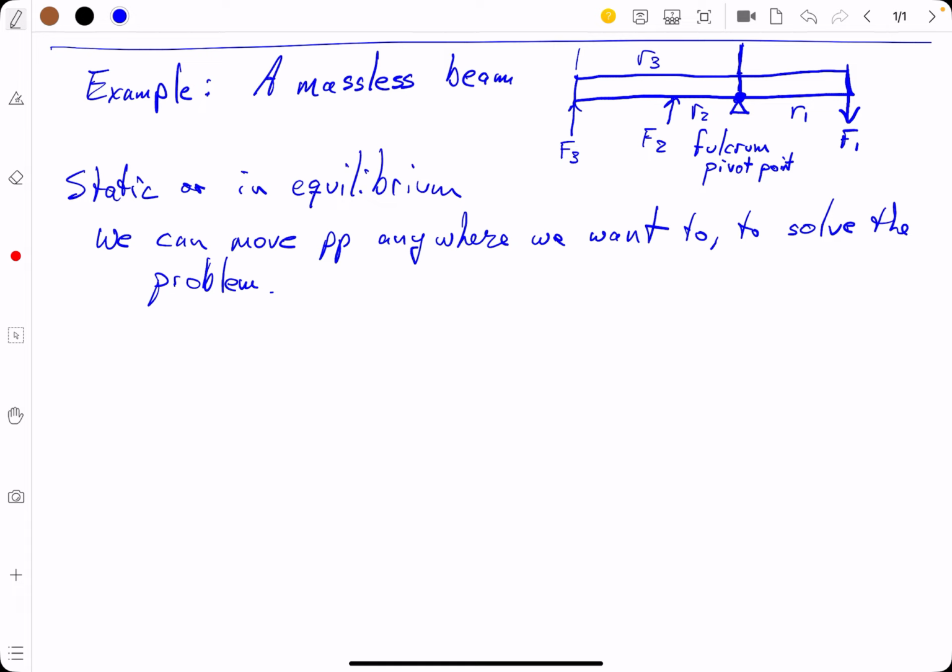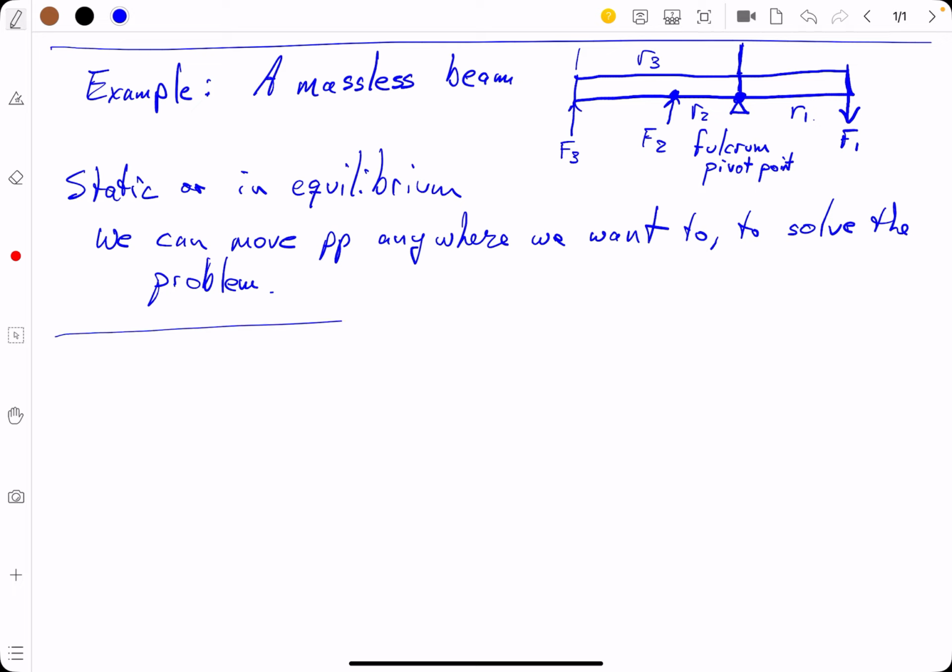We can choose any point. We could choose the point at F2. If we want to make our pivot point here, that's great. And then we can apply all the torques. Torque from F1 is going to be (R2 plus R1) times F1, and then torque from F3 is going to be (R3 minus R2) times F3. It's a very handy way to find torques and forces and get everything that you need.